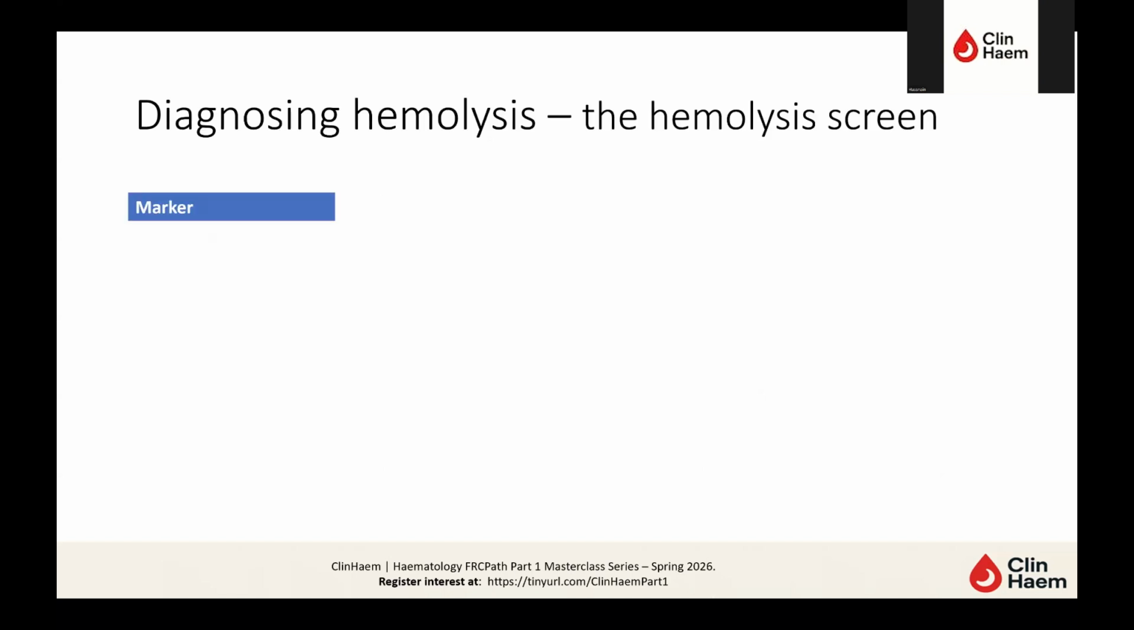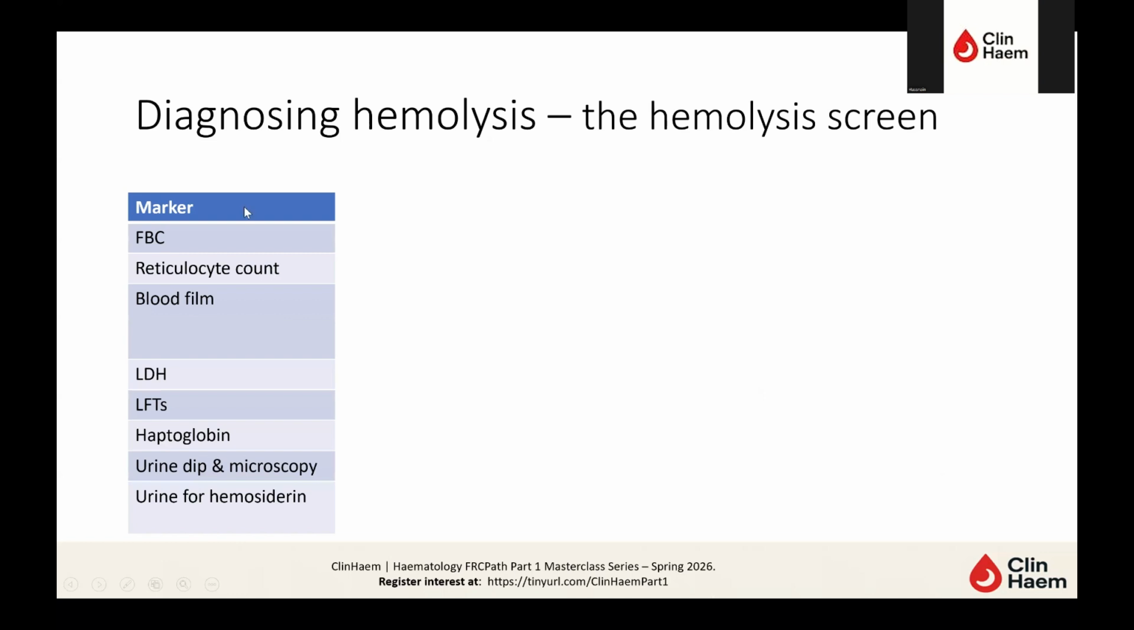Starting from the basics, to diagnose hemolysis, we do the hemolysis screen, and that's what you would have advised so many of your junior colleagues over the phone. The question comes, this patient has got anemia. Is this hemolysis? You say, do the hemolysis screen. What we mean by that is a list of tests: the full blood count, reticulocyte count, blood film, LDH, LFTs, haptoglobin, and the urine. Full blood count, of course, because you will see anemia in there, but there are some other markers that would help. Reticulocyte count is very important.